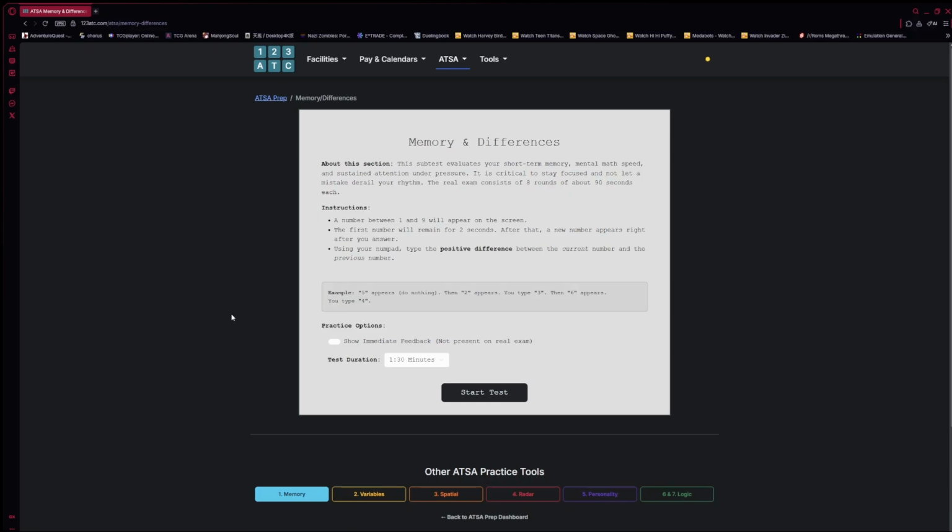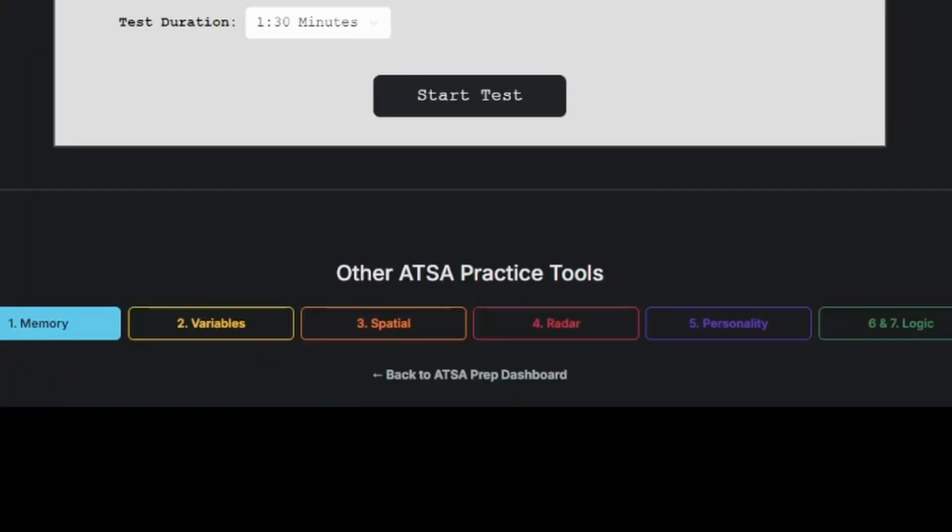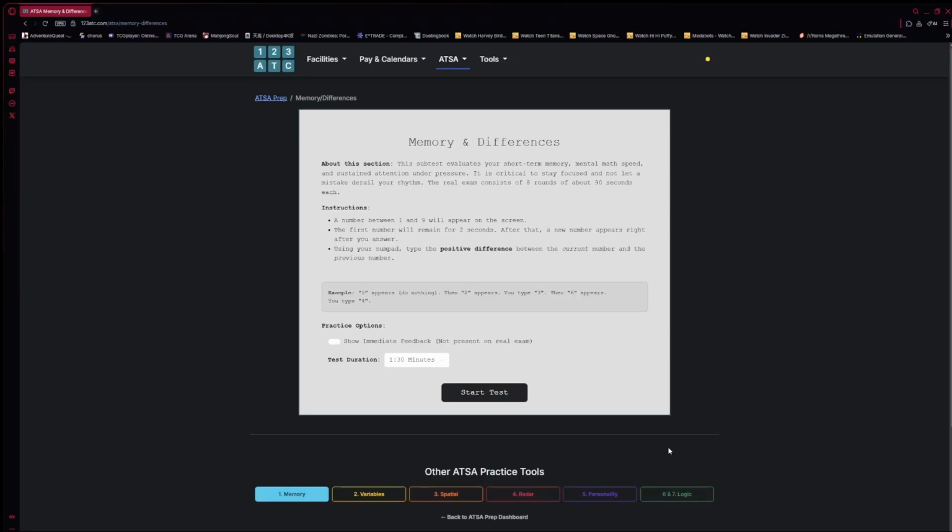So before my test tomorrow, I thought it'd be interesting to show you what I had to study for the air traffic controller test. It's split up into 7 sections, and the first one is memory.